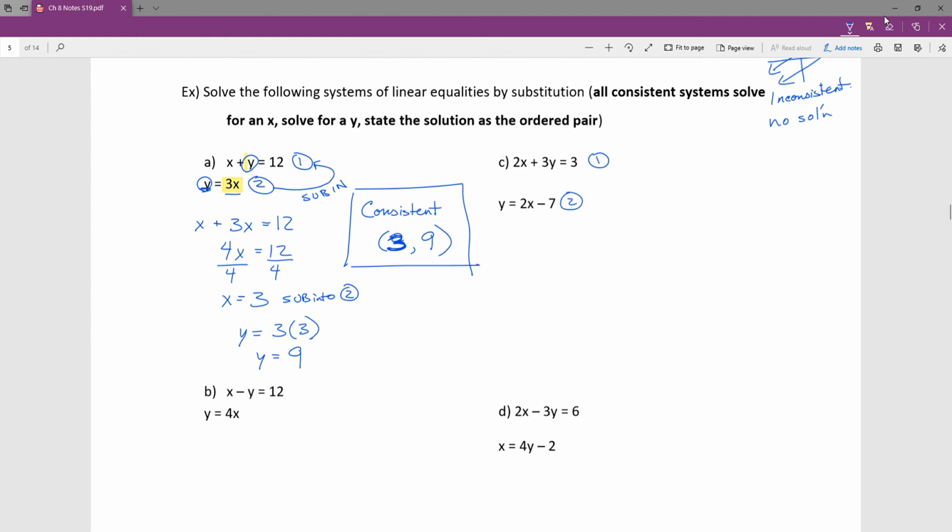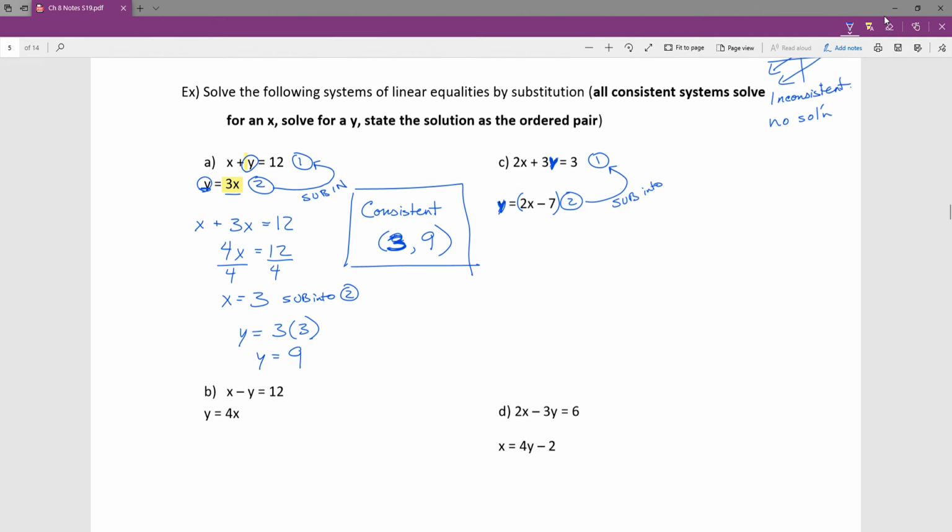I see that equation 2 is already solved for y. And so what I can do with that is take equation 2 and sub it into equation 1, copying equation 1. And where I see that y, taking all of this and subbing in. Remember when I said we sub in with brackets? It's really important here. So we're going to sub into number 1 here.